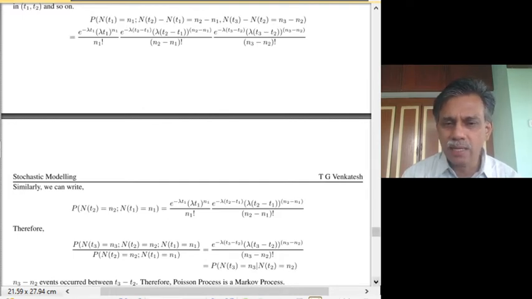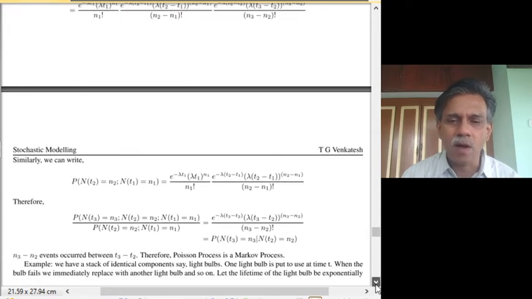So basically, the Markovian property is obeyed because the time durations between successive events are exponentially distributed. If it were some other distribution, then this property, the Markov property, would not be obeyed. So the exponential distribution is the one which brings in the memoryless property, and therefore the stochastic process becomes a Markov process.